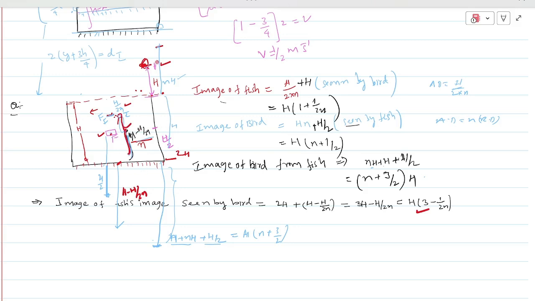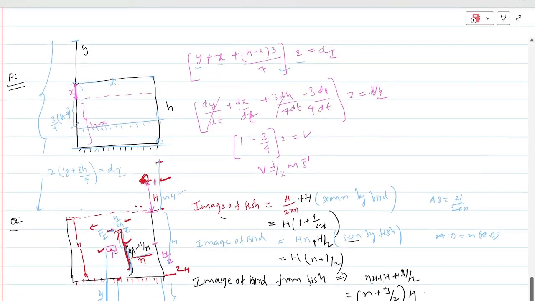Similarly, consider the image of the bird, or the observer, as observed by the fish. So the fish is observing, right. First of all, the image of the bird: this is nh and h, so nh plus h. This is the image of the bird from the mirror. Now the fish is at h by 2 height, so the fish observing sees h plus nh plus h by 2. So these are the four cases.